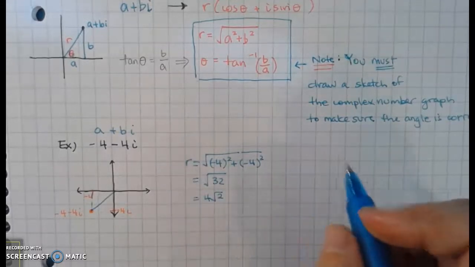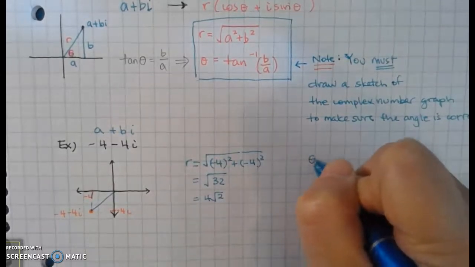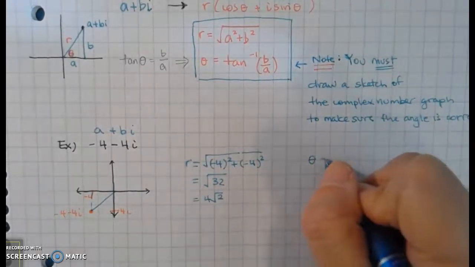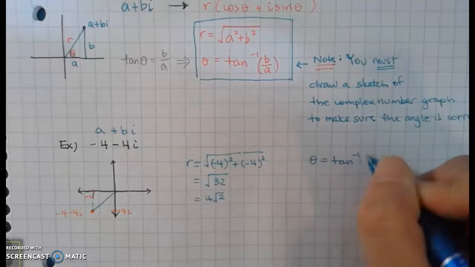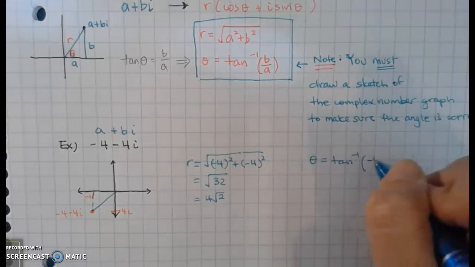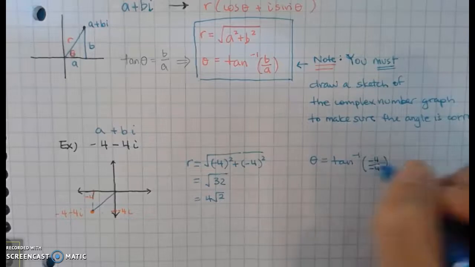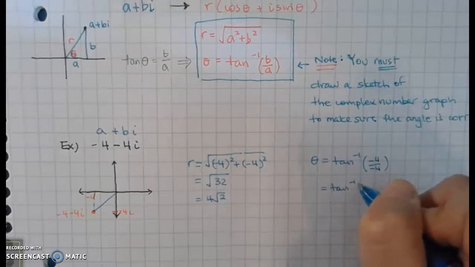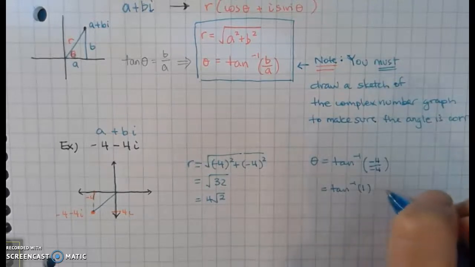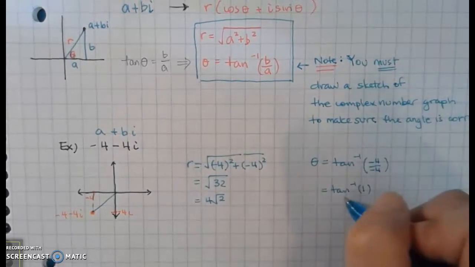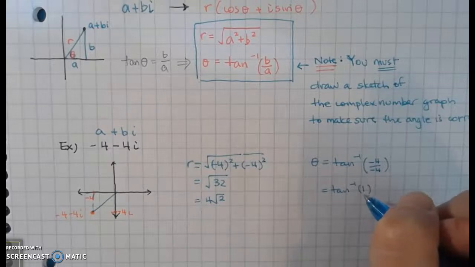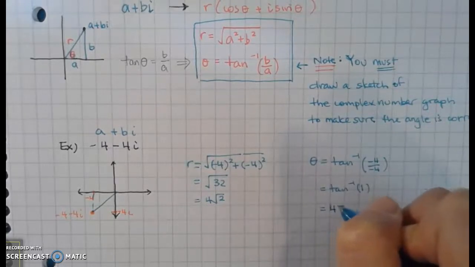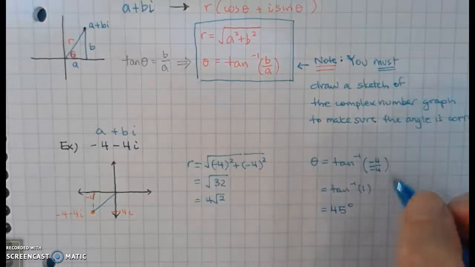All right, so then what about theta? Theta is going to be given by inverse tangent of b over a. So theta is going to be inverse tangent of -4 over -4, which is the same as +1. And if I use the calculator or use your unit circle, what is the angle measure that gives tangent of 1? That's going to be 45 degrees. So if I use the calculator, it's going to give me 45 degrees, or pi over 4.